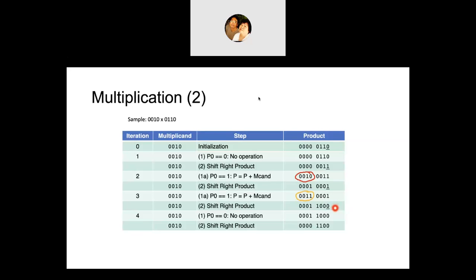In the last round, we check the product zero, and this time product zero is 0, so we do nothing, no operation. We get the same as the previous row. And in step 2, we have to shift right this one, so we get this one. This is the second multiplication algorithm.